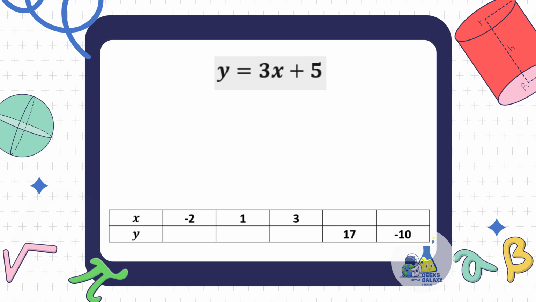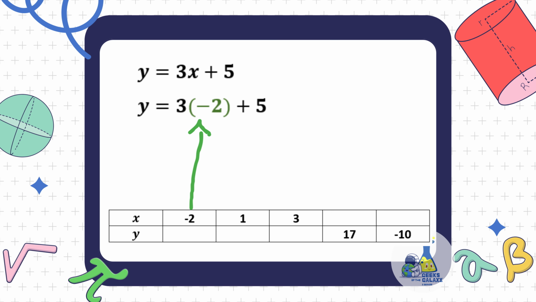Our first example reads y equals 3x plus 5. The first input value, or x value, is negative 2. We will then substitute the x in our equation with the value negative 2. Our algebraic equation now reads y equals 3 times negative 2 plus 5. If we complete the calculations, we will find negative 6 plus 5, which will give us an answer of negative 1. y equals negative 1.